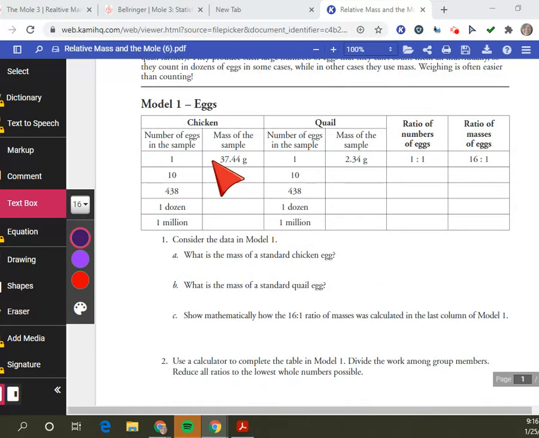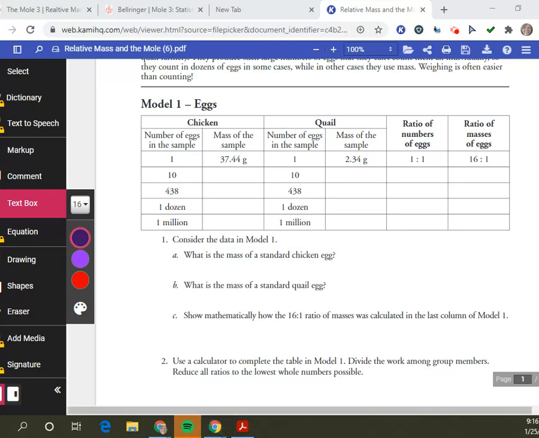If we look at the data table there, it says model 1 eggs. Number of eggs in the sample. If we have one chicken egg, its mass is 37.44 grams. Okay, what do we need to do to find 10 chicken eggs? Yeah, we're gonna multiply.